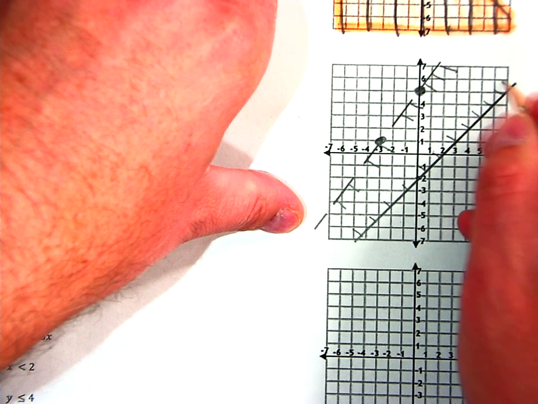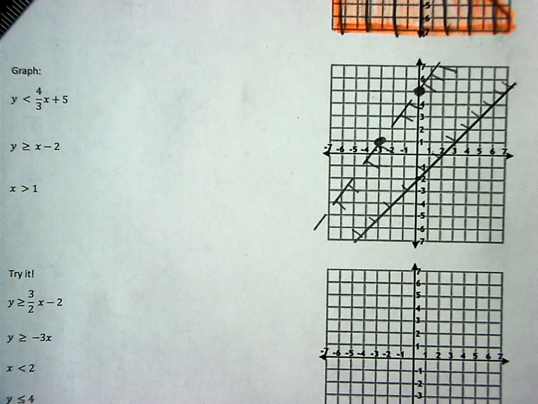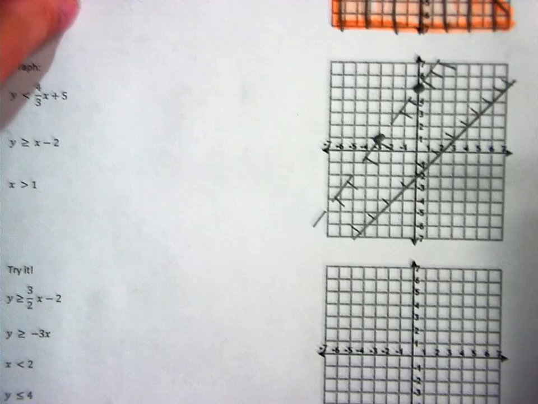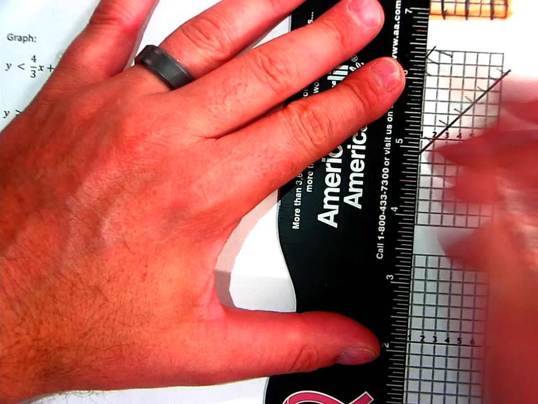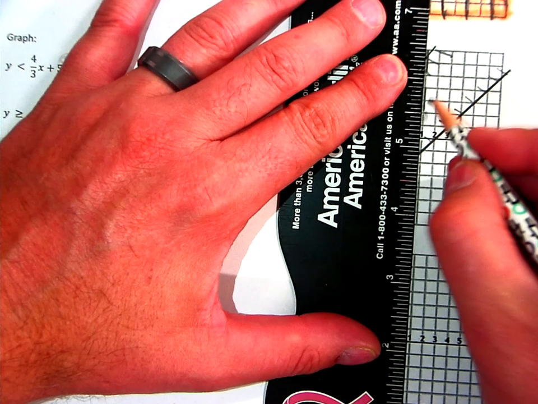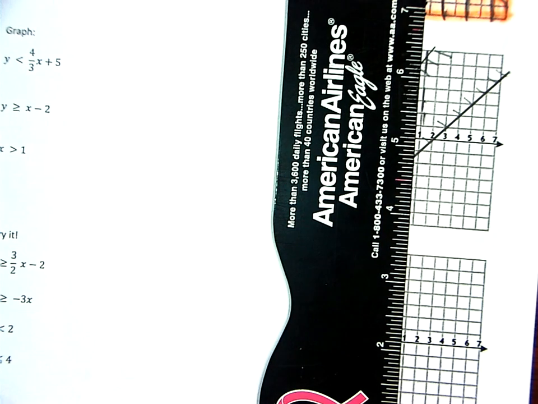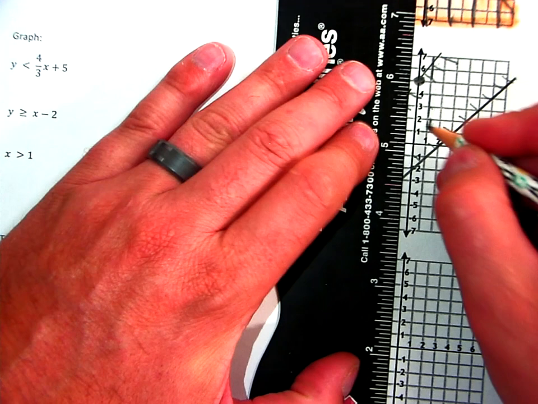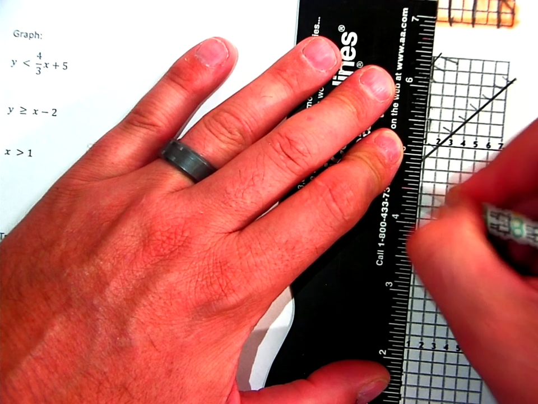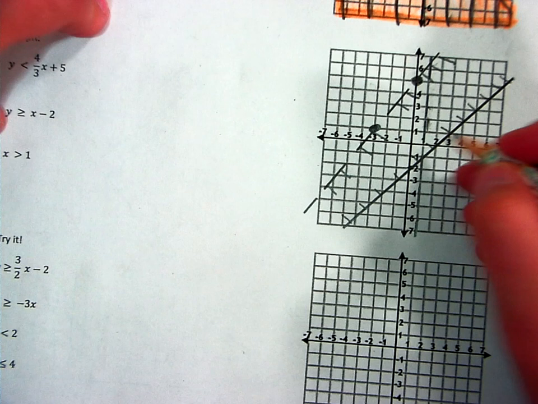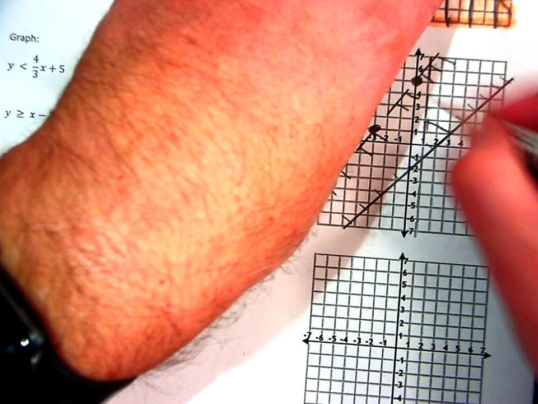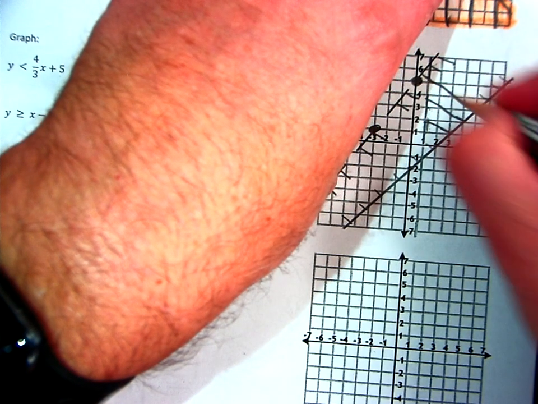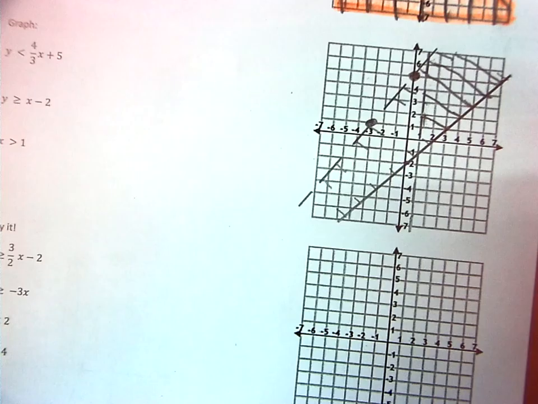But we have one more condition that we have to follow. X must be greater than 1. So on the x-axis, I'm going to go to 1 and draw a vertical line, a dashed vertical line. Fudge. And this is greater than, so where is greater than? To the right of that line, correct? So we're going to just shade in this little spot right here, which is technically your correct answer.